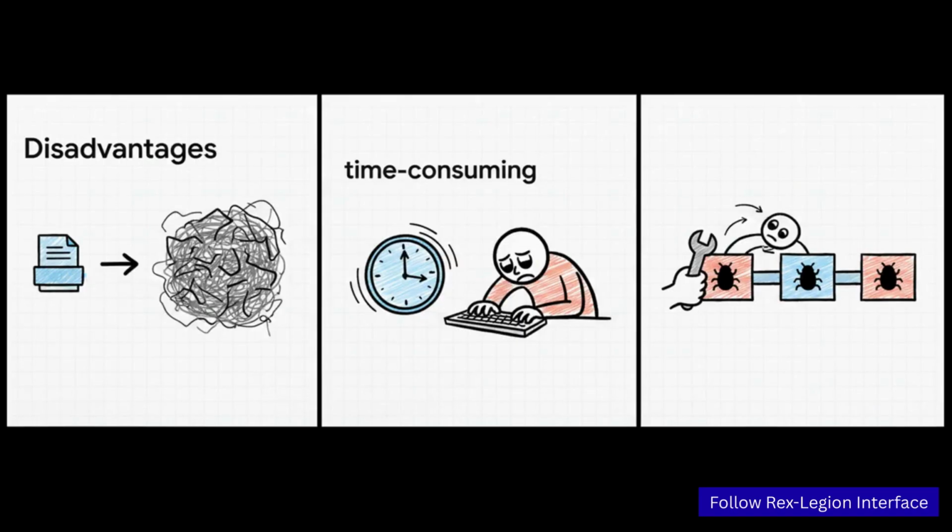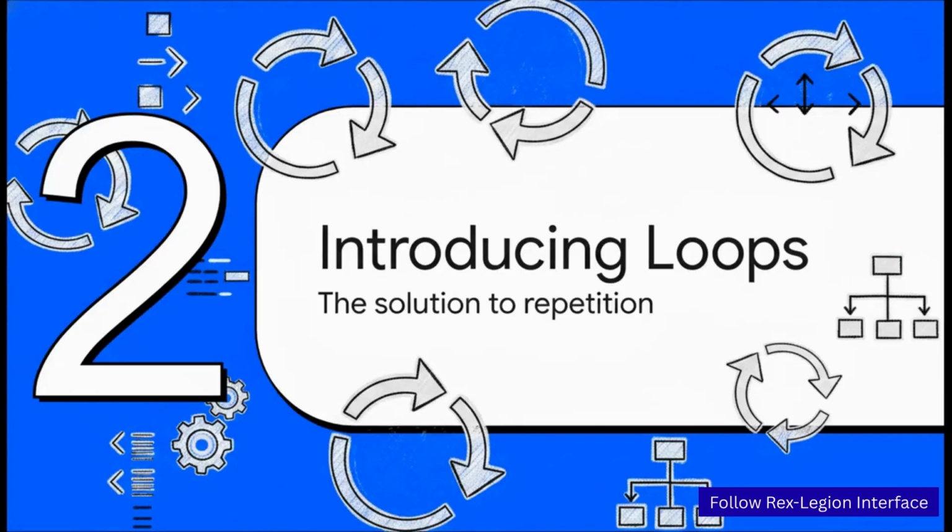Yeah, this whole copy-paste approach has some pretty major drawbacks. First, your program gets huge and really hard to read. It takes forever to write, and the worst part, if you find a bug, you have to hunt down every single copy of that code and fix it in every single place. Ugh. Clearly there has to be a better way. And of course there is.